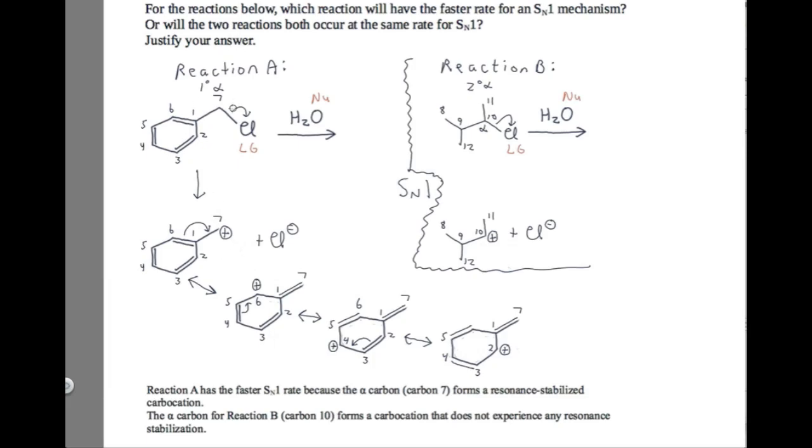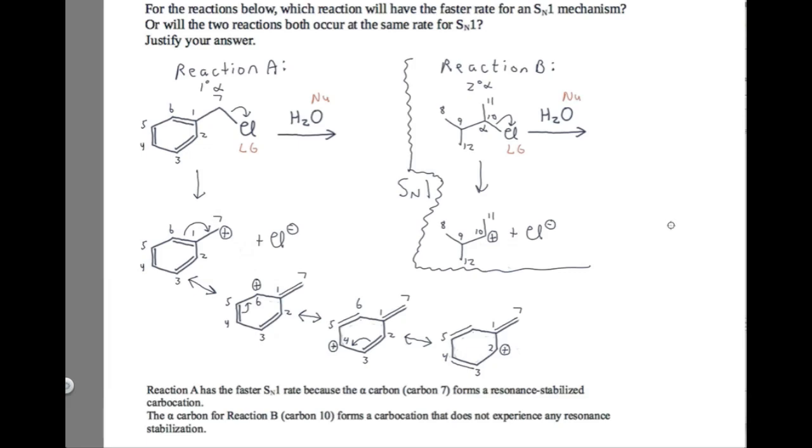So reaction A is faster because this alpha carbon forms a resonance-stabilized carbocation, and this alpha carbon forms a carbocation with no resonance stabilization. And it might help you to get the credit if you draw at least one of these resonance structures. So it might definitely help here to draw the first step of the mechanism to show the carbocation, and then draw at least one of these resonance structures to show the resonance stabilization for reaction A that's lacking with reaction B.